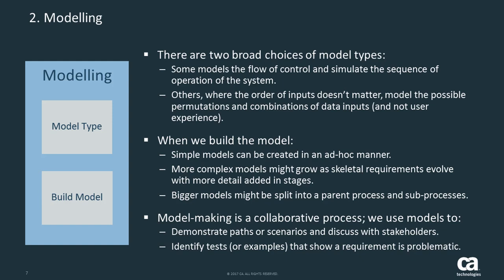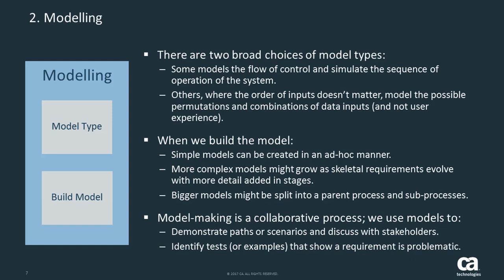Now, when we build the model in an Agile project, we might choose to evolve our model over time as a skeletal requirement grows and evolves over time, with more detail added in stages as features are appended, as refinements are added. But it could also be that we're given a very firm set of requirements, and that is the source of knowledge that we have to use to build our models.